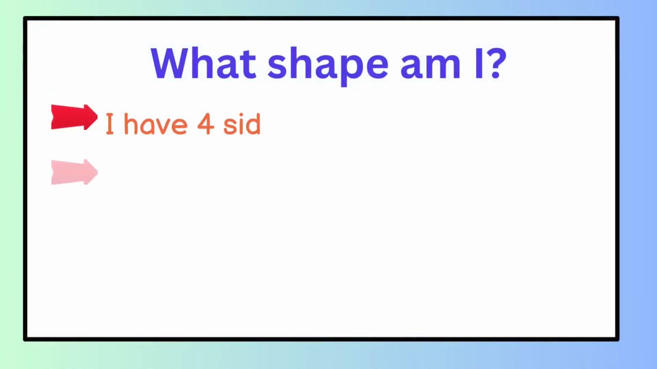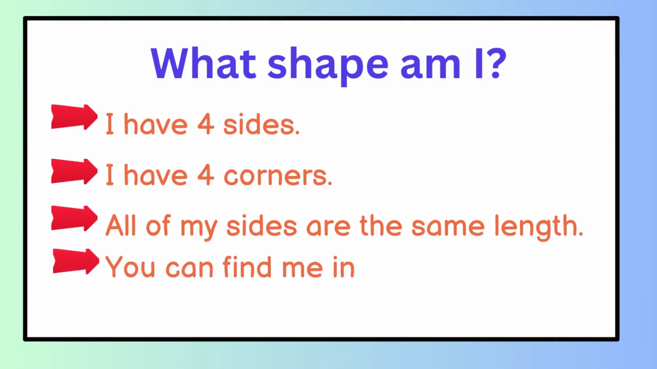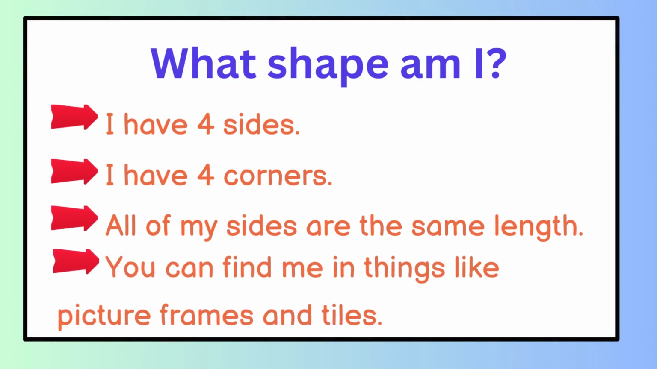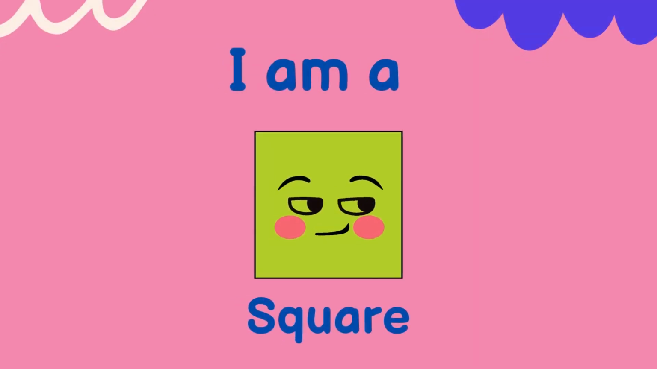What shape am I? I have four sides. I have four corners. All of my sides are the same length. You can find me in things like picture frames and tiles. I am a square.